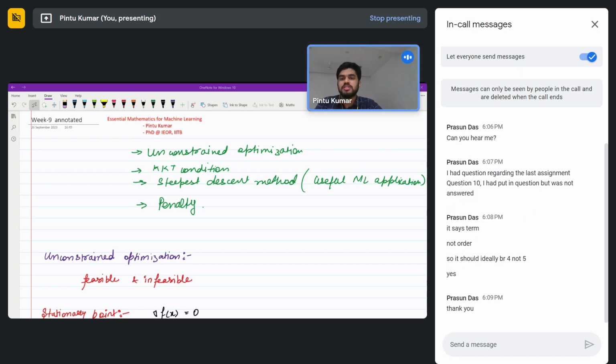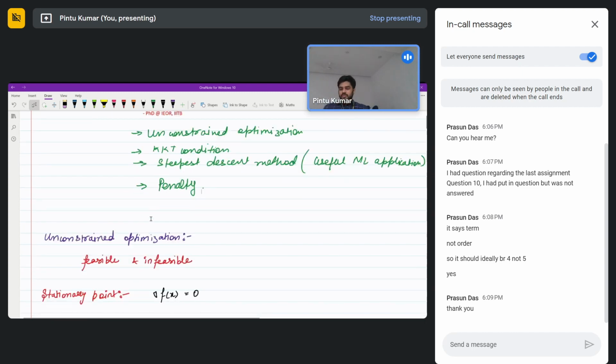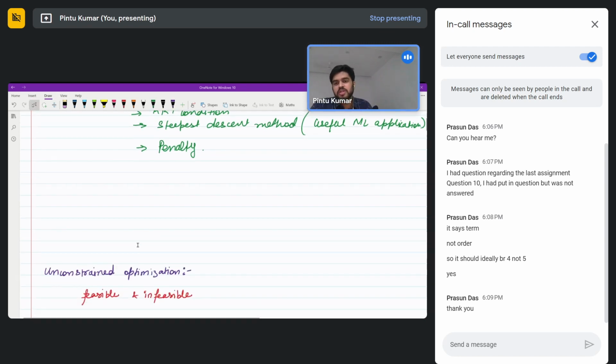Okay, so let's begin with today's discussion. First of all, when we talk about optimization, we talked about this last week also. Whenever we talk about optimization, we talk about something of this format. So we have some minimization or maximization of some f of x, subject to some constraints. These constraints are represented by gi of x less than or equal to 0. Every time it is not necessary that your problem has some constraint.